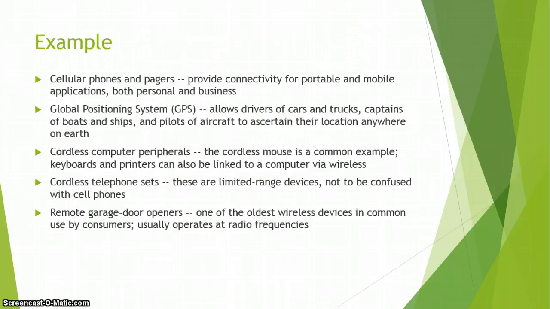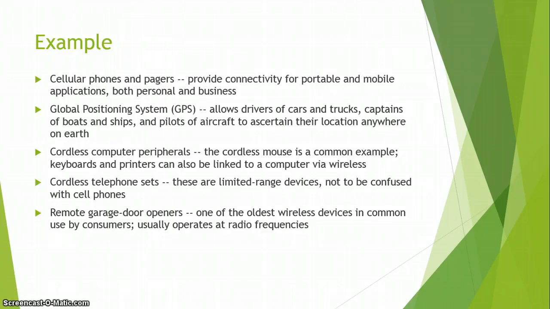For example, the cellular phone provides connectivity for portable and mobile applications in both personal and business use. The global positioning system, or GPS, allows drivers to have a better view of where they are heading to assist them in their driving. The cordless telephone set is a very limited range device. It should not be confused with a cell phone because cordless telephone sets are usually used indoors.